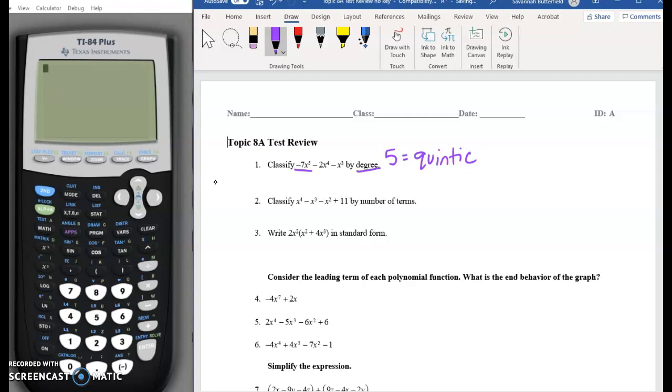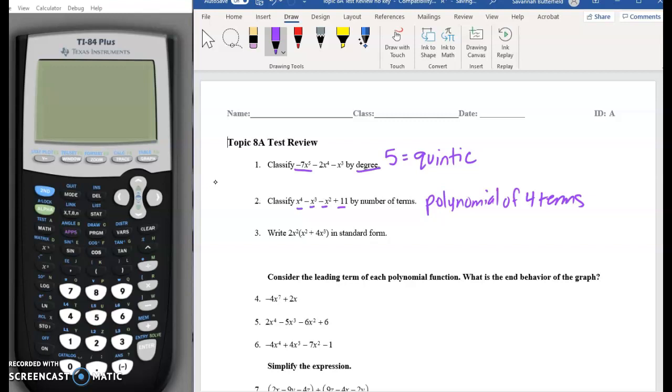Looking at number 2, it says classify x to the 4th minus x cubed minus x squared plus 11 by number of terms. So we have 1, 2, 3, 4 terms, and 4 terms we call a polynomial of 4 terms.